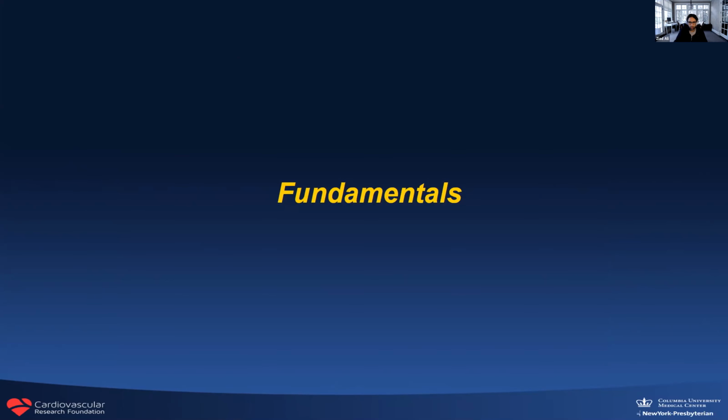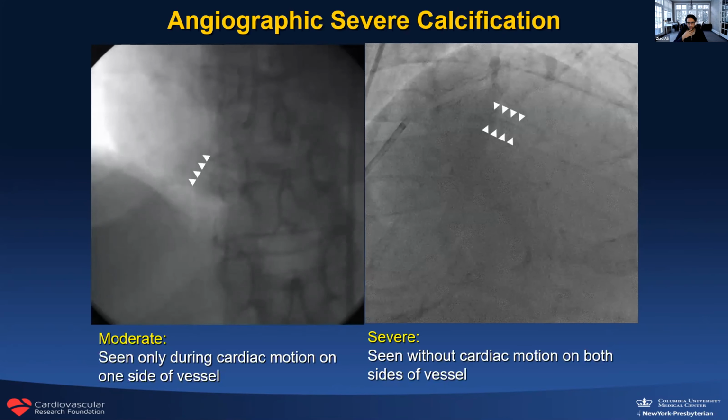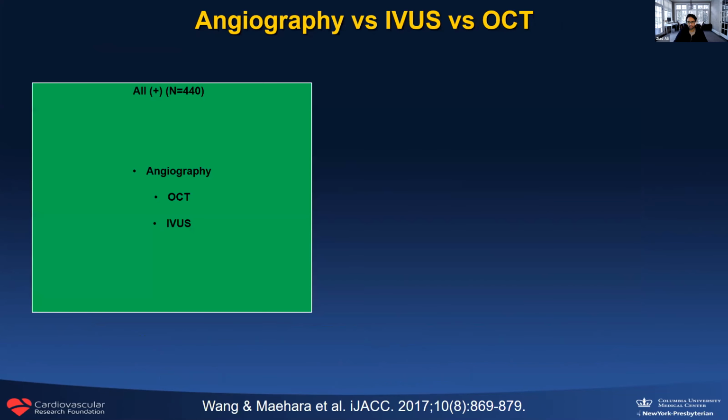So there's nothing better than going through the fundamentals at the beginning of a lecture. Let's start with the fundamentals. The first thing is some of the definitions that you should understand that we see on a day-to-day basis. Moderate calcification by angiography is defined as that seen only during cardiac motion on one side of the vessel. On the contrary, when you can see it without cardiac motion on both sides of the vessel, this tram-tracking appearance is the angiographic diagnostic criterion for severe calcification.